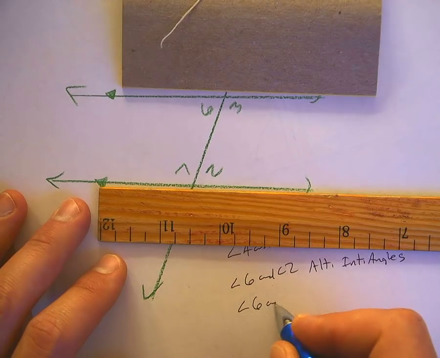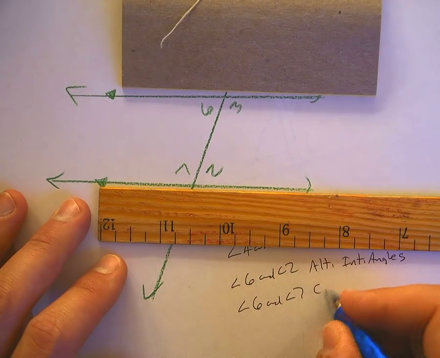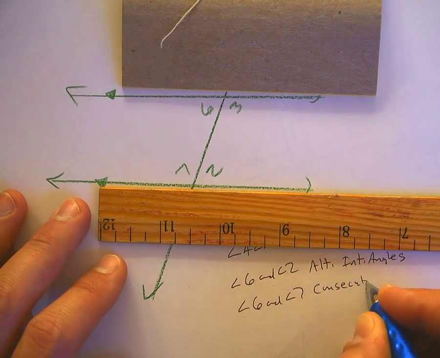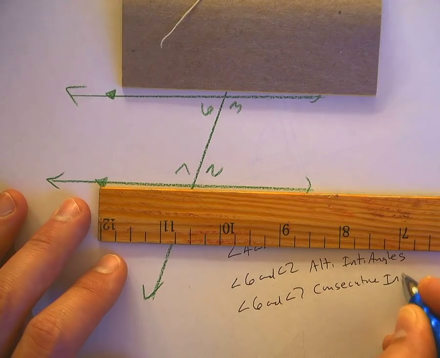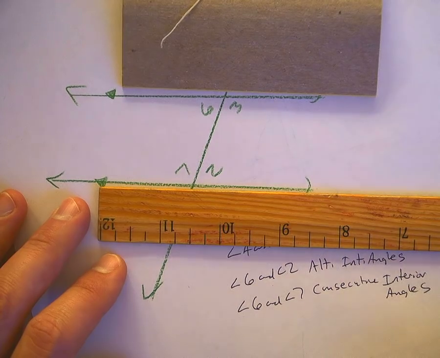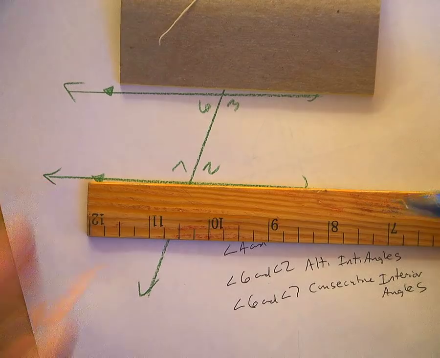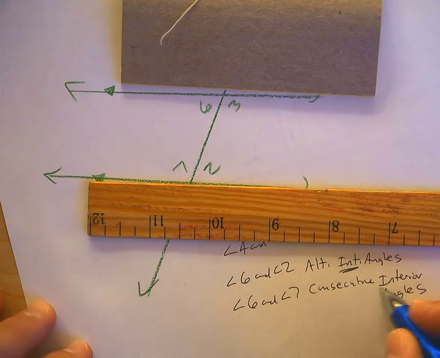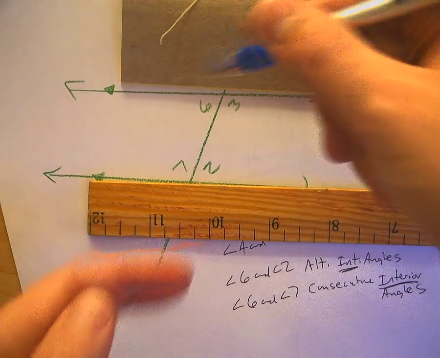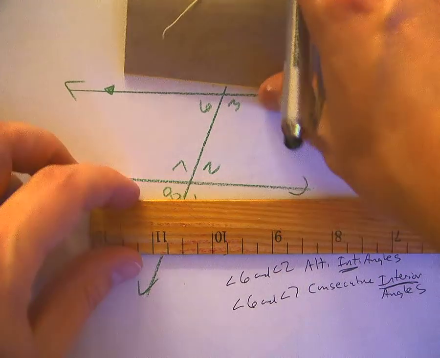Angles 6 and angle 7 are consecutive interior angles. Okay? Consecutive interior, meaning they're on the same side of that transversal. Notice, they're both interior. So that means they're both on the inside of the parallel lines.